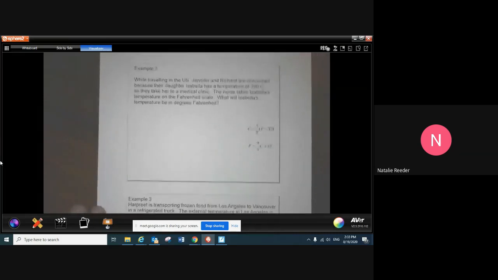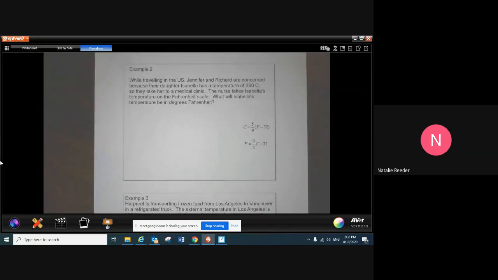All right, so now let's attack a couple word problems here. So example 2 says, while traveling in the US, Jennifer and Richard are concerned because their daughter Isabella has a temperature of 390 degrees Celsius. So they take her to a medical clinic. The nurse takes Isabella's temperature on the Fahrenheit scale. What will Isabella's temperature be in degrees Fahrenheit?